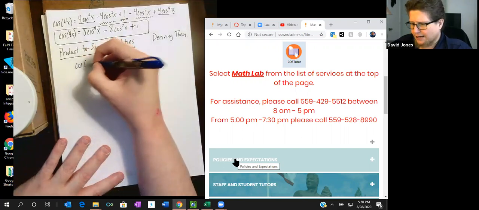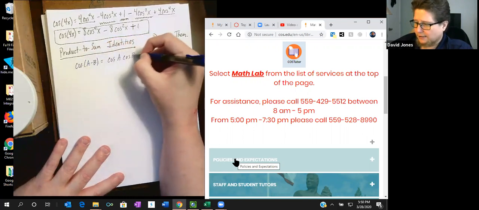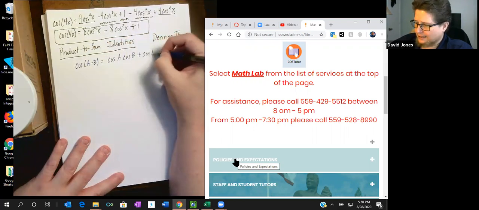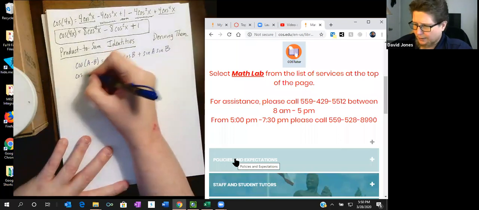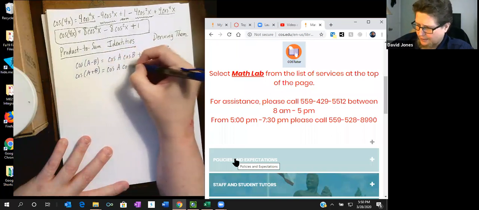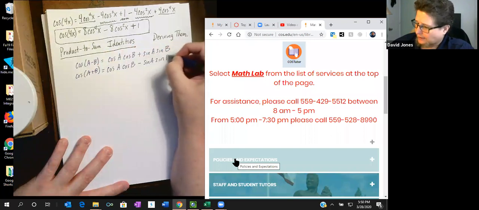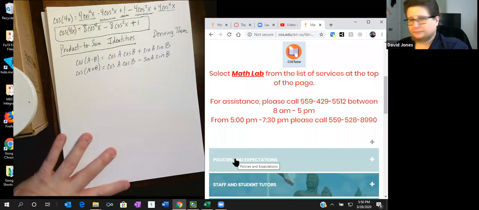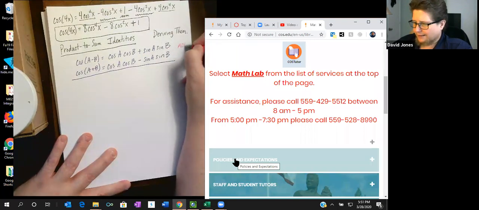So I've got cosine of A minus B. That equaled cosine A cosine B plus sine A sine B. And I have cosine A plus B, cosine A cosine B minus sine A sine B. Those are our sum and difference for cosine. Add them.